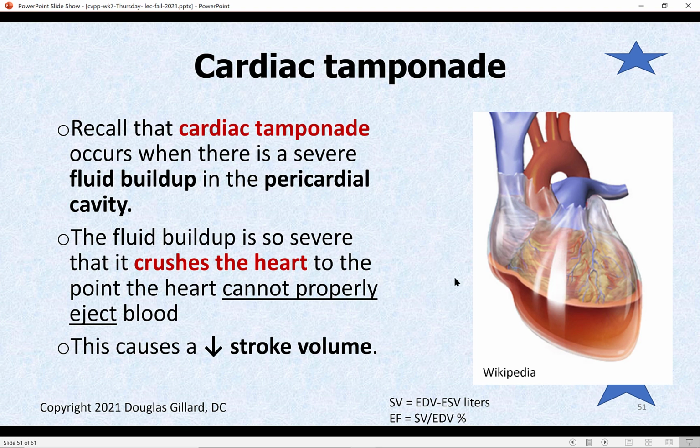So we know what it is. It's fluid in the pericardial cavity. Here's a cartoon of it. This happens to be blood, maybe from a ruptured DeBakey II aneurysm, but it could be clear fluid. Nevertheless, it's squeezing the heart, and that's what cardiac tamponade is.